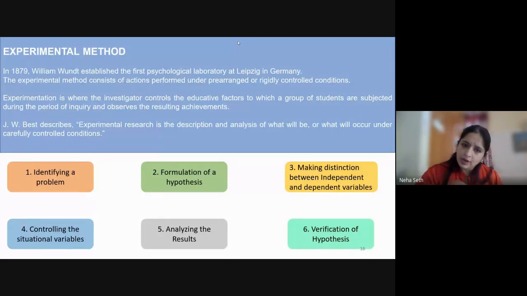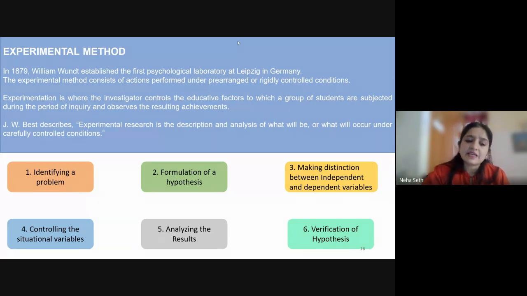He noted down their reactions, and they further lead to some kind of conclusion based on the analysis. But this is done for the purpose of experiment. The special laboratory is established for this purpose. The environment that is given to them is very much controlled, pre-arranged for them. So experimentation is where the investigator controls the educative factors to which a group of students are subjected during the period of inquiry and observes the resulting achievements. So these are the factors that we are providing to our students. This is the environment that we are giving to our students, and we are observing and reaching some conclusion based on how they are reacting to that particular situation.